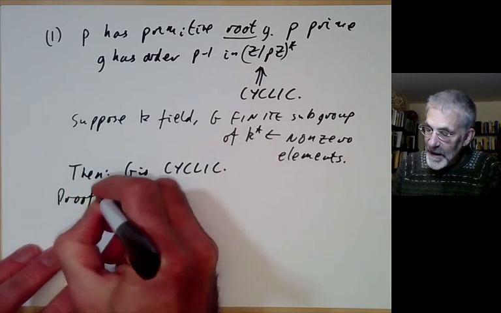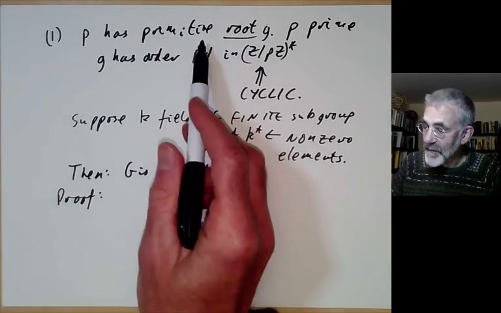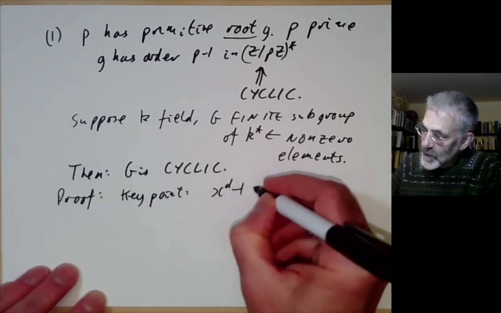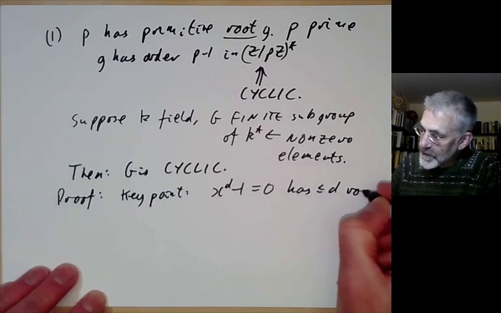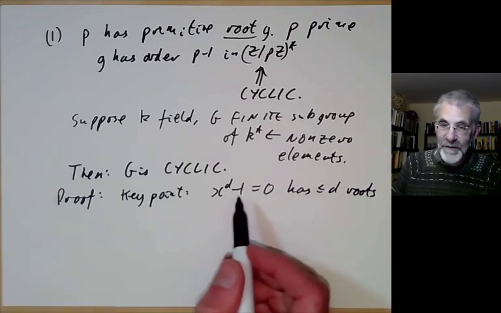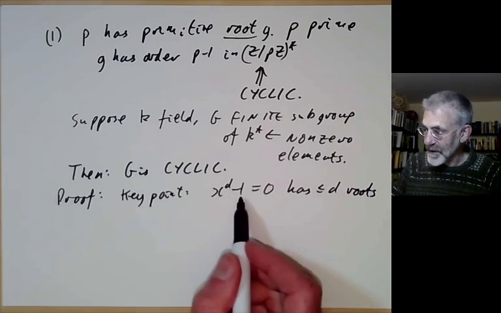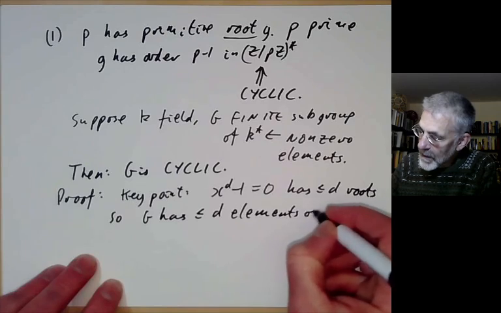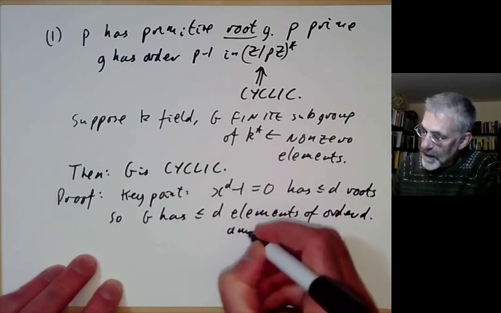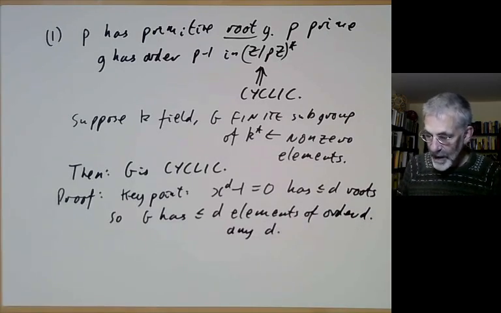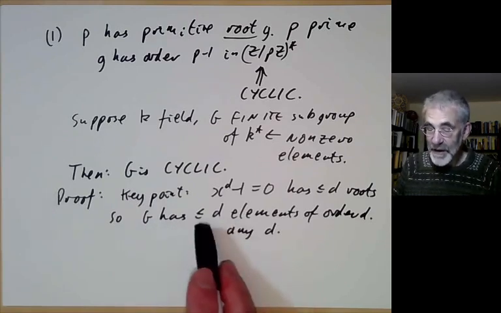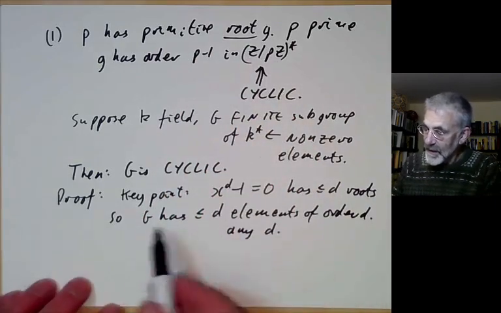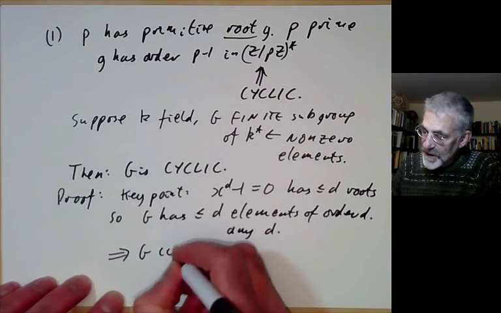And the proof is much the same as we gave that p has a primitive root. The key point is that any polynomial x to the d minus 1 equals 0 has at most d roots. Here we're using the property that we're working over a field, because if you're working over something that isn't a field, this could have more than d roots. So G has at most d elements of order d for any integer d greater than 1. And this was the property that we used to show that the integers modulo p had a primitive root. And exactly the same argument shows that G is cyclic.